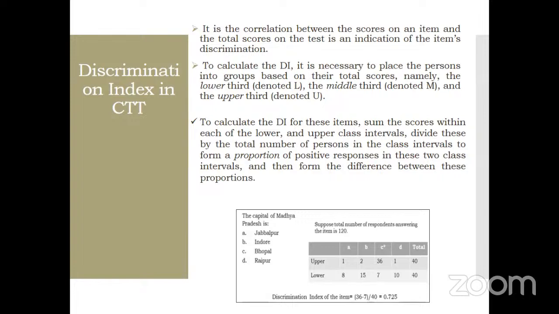Also, there is another way of calculating this DI. Okay, where what we do is that we divide this entire number of people into 3 different groups based on their total score, namely the lower third, the middle third, and the upper third. So just consider this example here. I hope all of you are able to see this example. There is this question. The capital of Madhya Pradesh is, options are Jabalpur, Indore, Bhopal, and Raipur, right? What is the correct answer here?